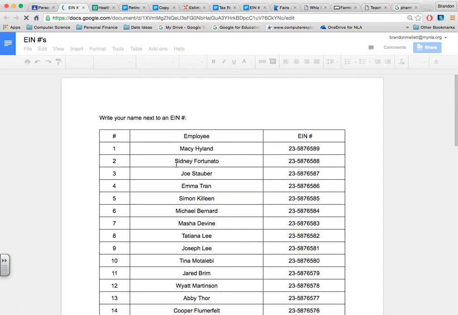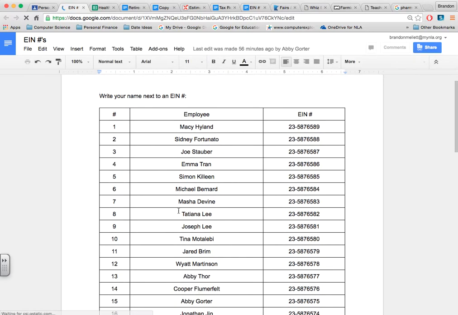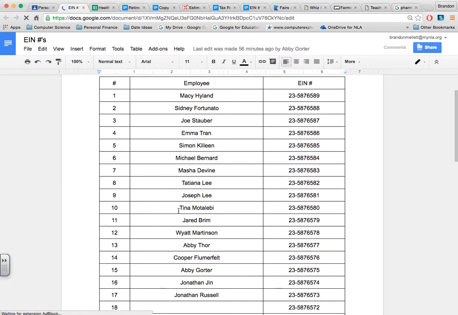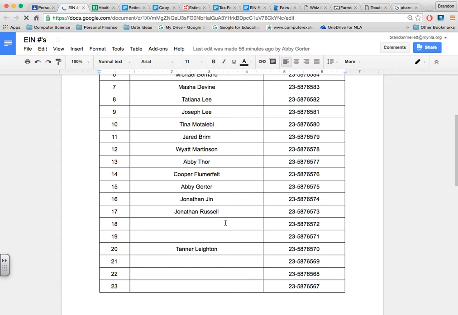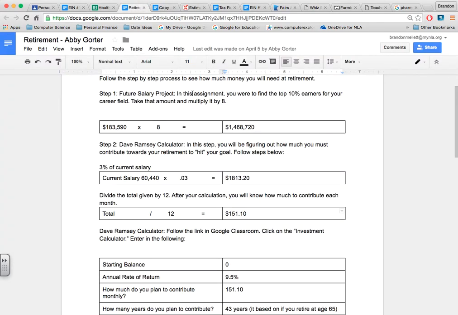And then all we're doing is writing our name next to an EIN number. And then the number that you put in there will now become your employer number. Okay, so this is my number here. So I'm going to copy this right now. Then once I have this, I will move over to the retirement.